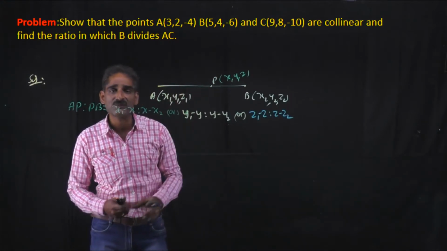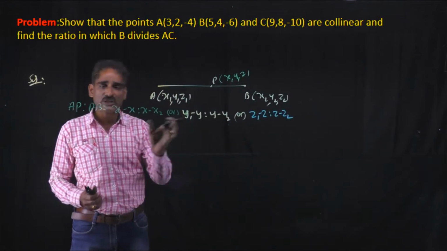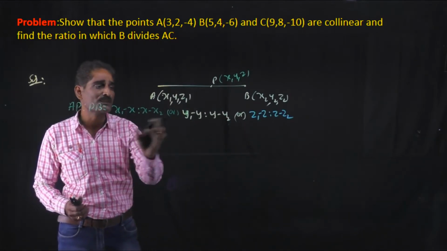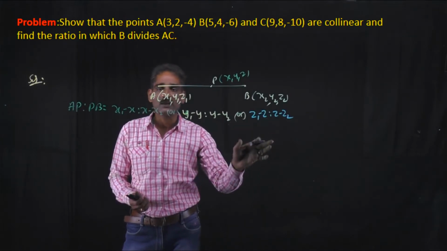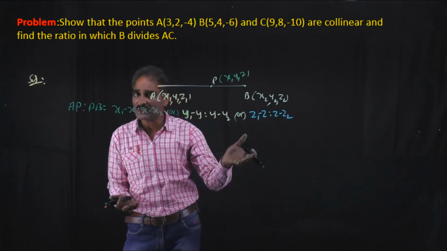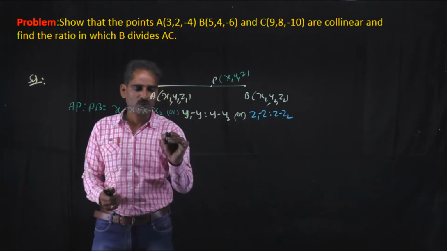Here, in case of this problem, we have to prove the 3 points are collinear. Find out the ratio of AP is to PB with respect to all three cases, with respect to x, y and z. If the ratio is the same in all three cases, we can say that the 3 points are collinear. Okay, now come to the problem.